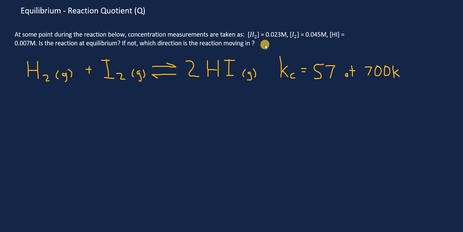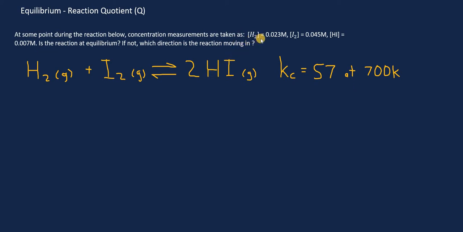And you'll use your value for Q to determine whether or not your reaction is at equilibrium or whether it's favoring a particular direction. You're going to do that by comparing your value of Q to the equilibrium constant for the reaction. So in this question, we've got this reaction: hydrogen gas reacting with iodine gas at equilibrium with hydrogen iodide gas. And the equilibrium constant is 57 for this reaction at 700 Kelvin.